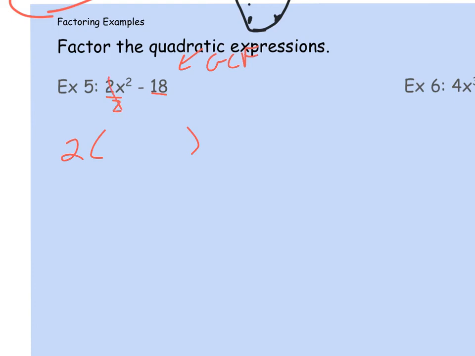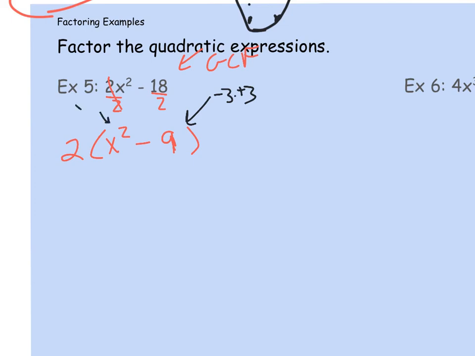If I divide this by 2, I'd be left with x squared. If I divide this by 2, I'd be left with minus 9. Now, you'd think, hey, I'm done. I did GCF. But 9 is a perfect square. That's 3 times 3. And you're subtracting it, so it would be plus 3 and minus 3. This is difference of perfect squares, okay?